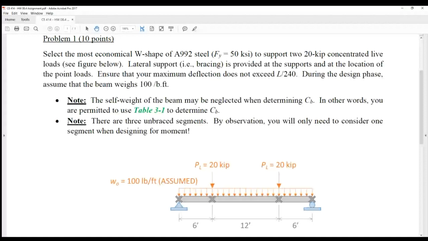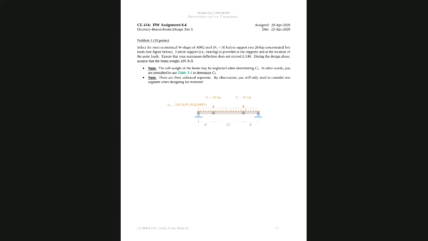Loaded on Blackboard anyways. Let's try this. Maybe this will be kinder on the bandwidth. Let's share this. Can everybody see this? Okay, so here's the homework assignment, and if you look at the beam, there's 3 unbraced segments.